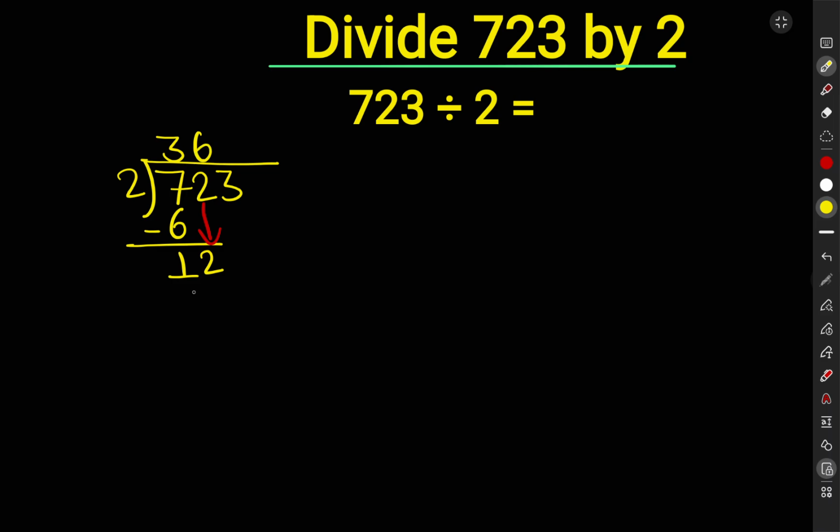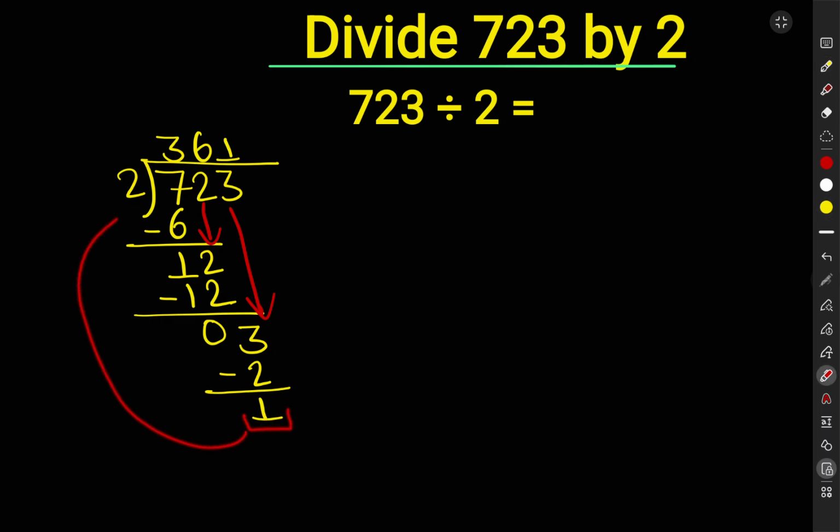So 2 times 6 is 12. On subtracting we get 0. So again we put down this 3 and 2 times 1 is 2. On subtracting we get 1. So now this 1 is less than 2 and there is no other number to put it down.